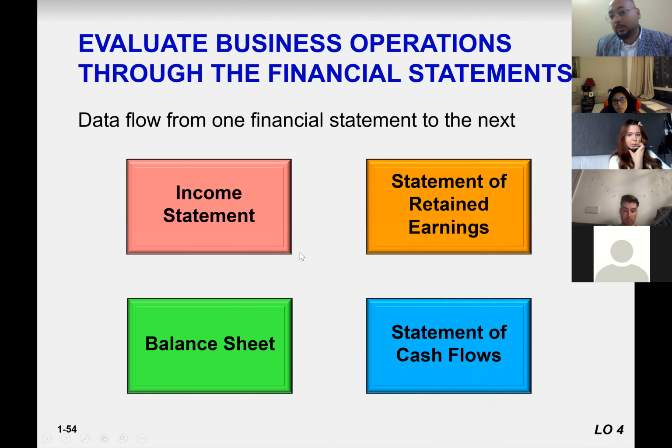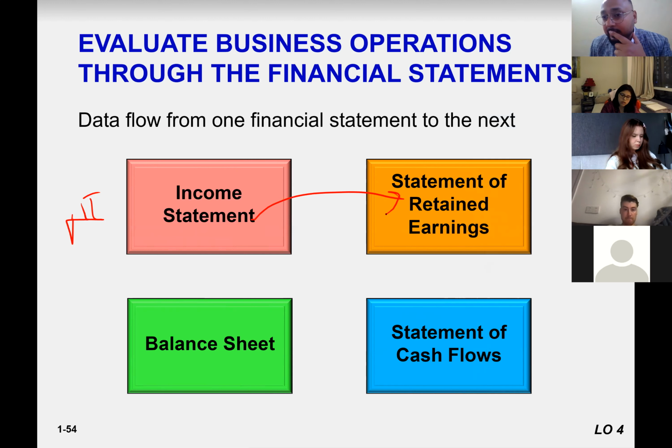Okay, so what is the data flow? Is there any hierarchy of whose statement should be made first? Yes. First of all, we have to make the income statement. From the income statement, what do we find out? Net income, right? And then we make retained earnings, because net income is going to be used in retained earnings.